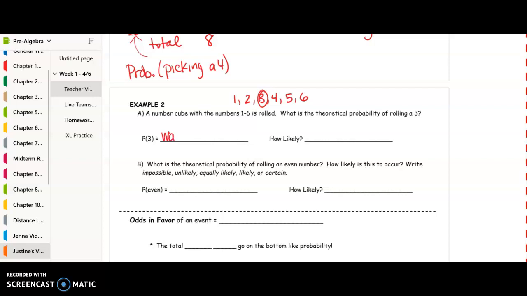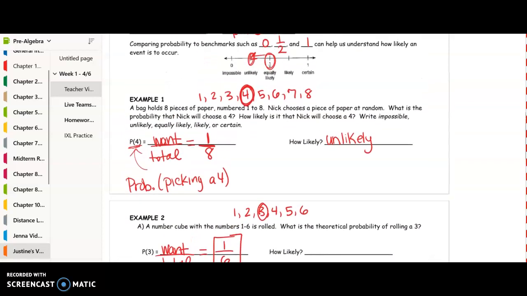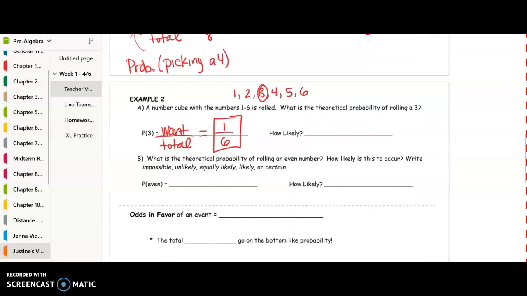Right? So we want to roll a 3 and then over the total possible. So there's one 3 out of 6 possible numbers that we could roll. Okay, so the probability that I roll a 3 is 1 out of 6. Again, if you look at your chart up here, that would be unlikely. Okay, so it's below a half, so it would be unlikely that that would occur.